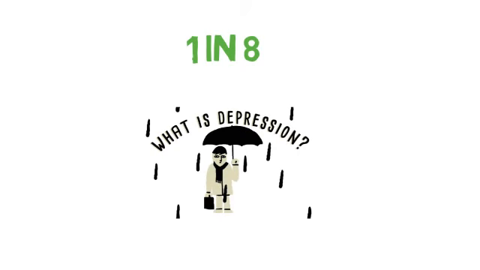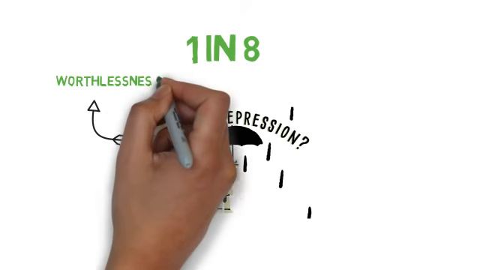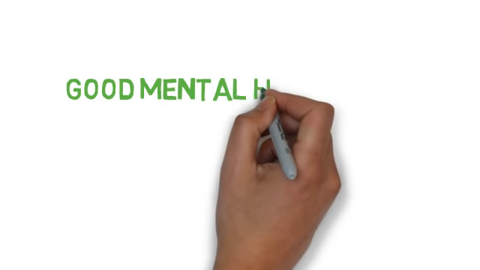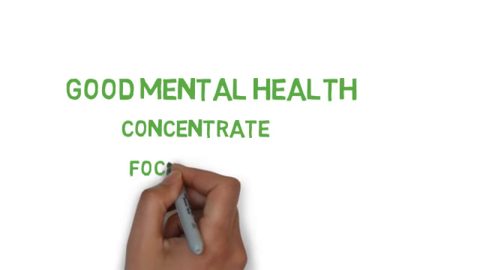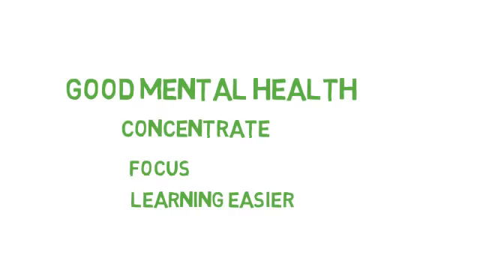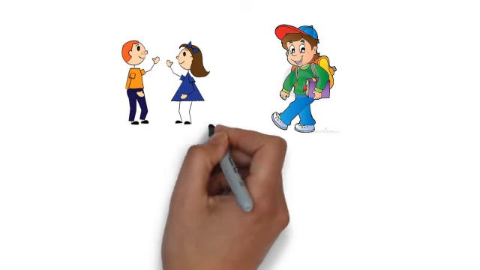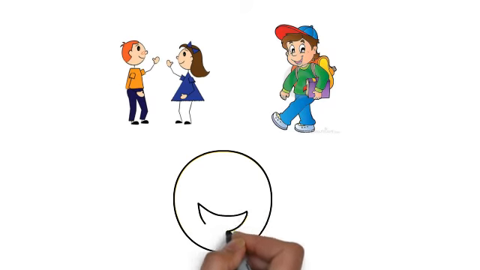1 in 8 adolescents have experienced depression. This comes from developing feelings of worthlessness, their school performance, their social status with peers, and their family life. These factors have a major impact on how the adolescent feels. Having good mental health has lots of benefits. It allows you to concentrate better, to focus, and makes learning easier. Simple things such as going for a walk, socializing with friends, can maintain a good mental health, which in turn helps maintain good overall health.